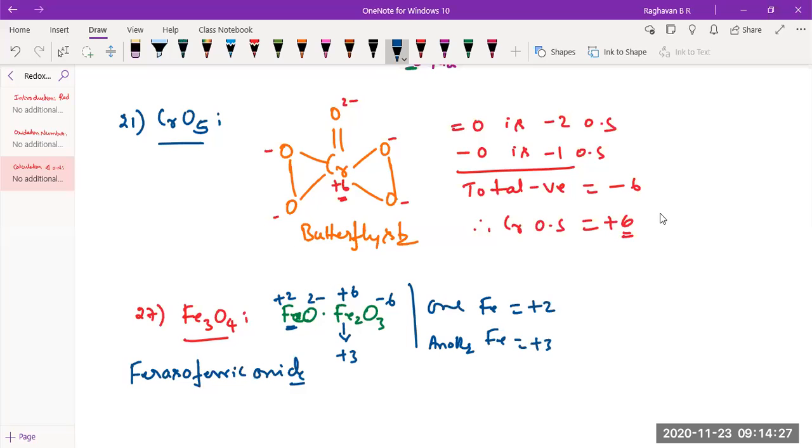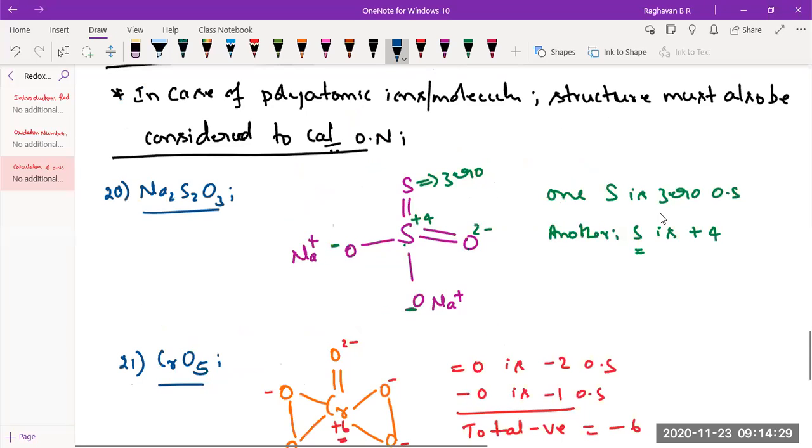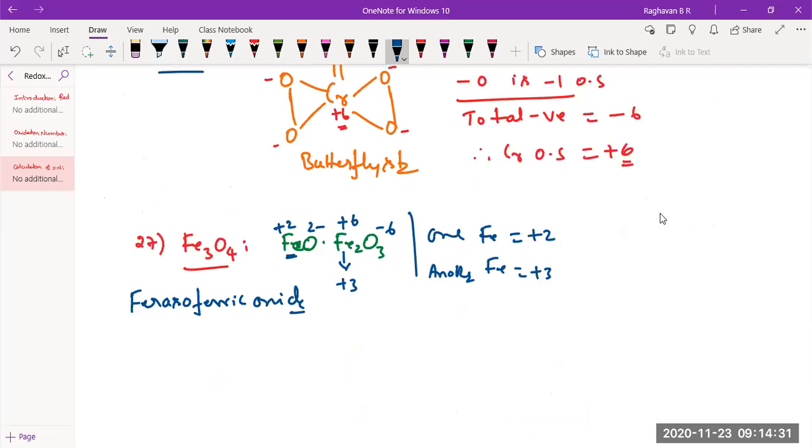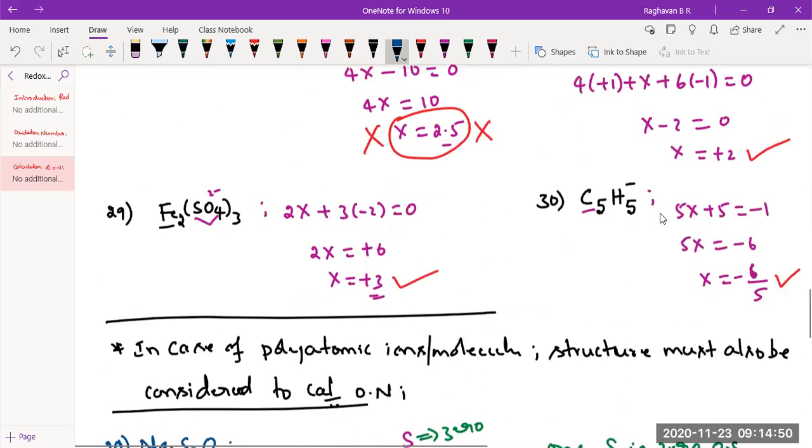One more is remaining, let me complete. Structure? No structure difference in this case, Fe3O4. We are not considering the structure, because it's a mixed oxide. Fe2O3, you know, this is plus 6, plus 3, and FeO is plus 2. So it is a mixed oxide. It has 2 different oxides in it.